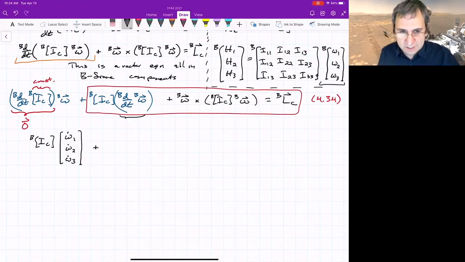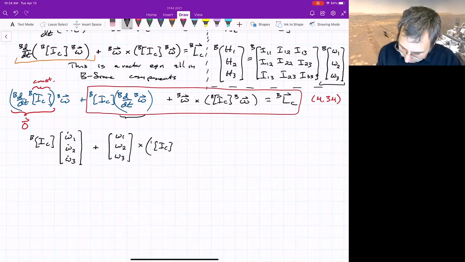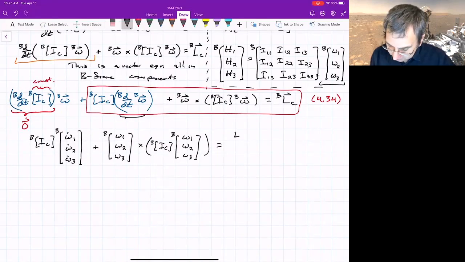Plus, you could write this in different ways if you want. You could write it as omega 1, omega 2, omega 3 cross this matrix. You notice there's lots of omega 1s, omega 2s, and omega 3s flying around. And then we'll write the moment. I'll just write it in terms of components, say L1, L2, L3. Those are the three components of the moment in the body fixed frame.